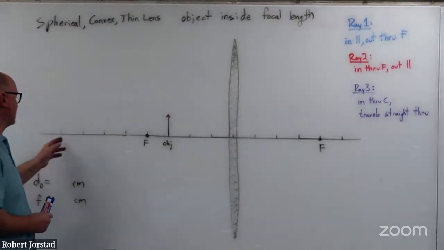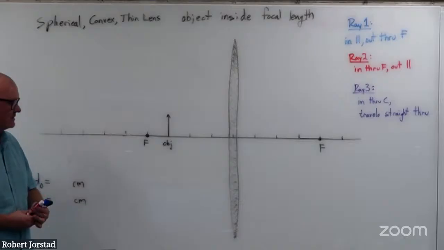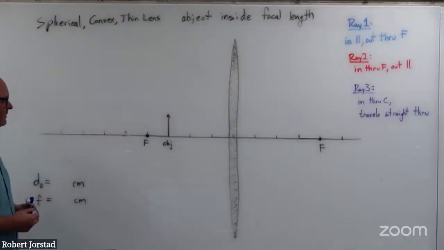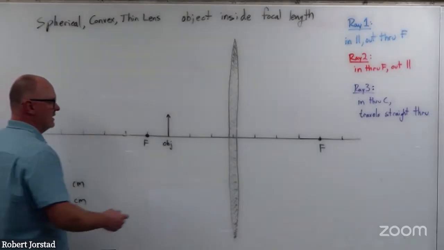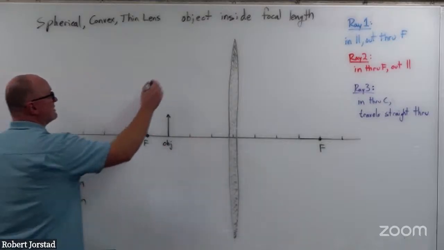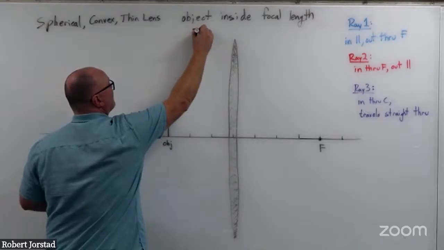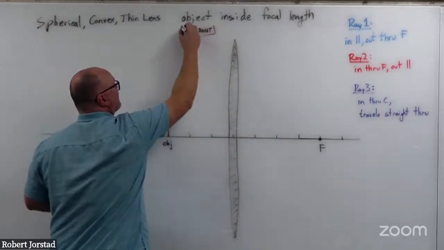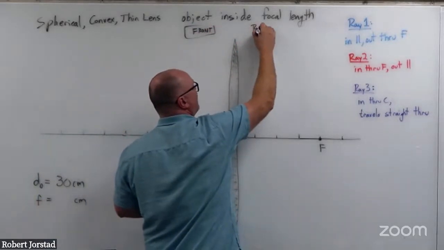So again, tick marks every 10 centimeters. So give it a shot. I'll give you the answers in 3, 2, 1. So this is that's 30 centimeters. This is the front side, so it's positive. This is the back side.